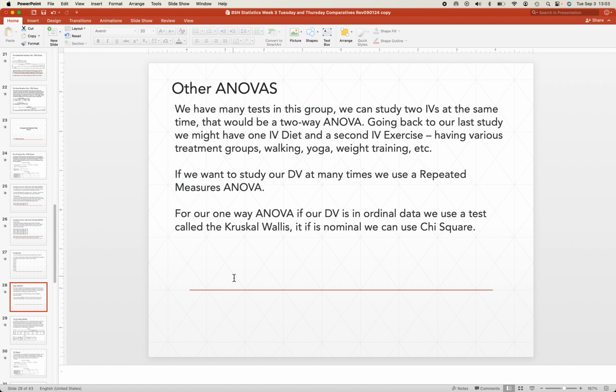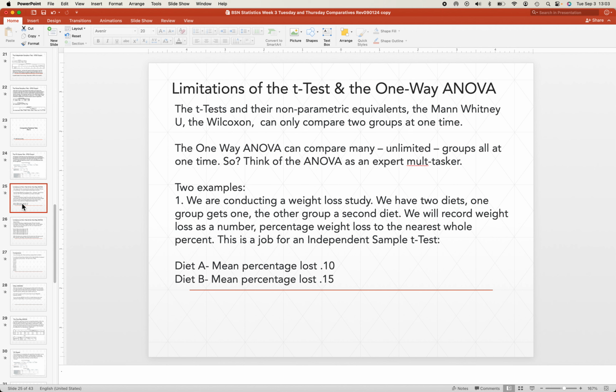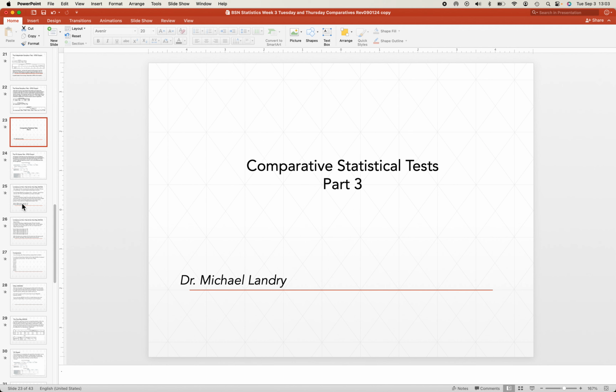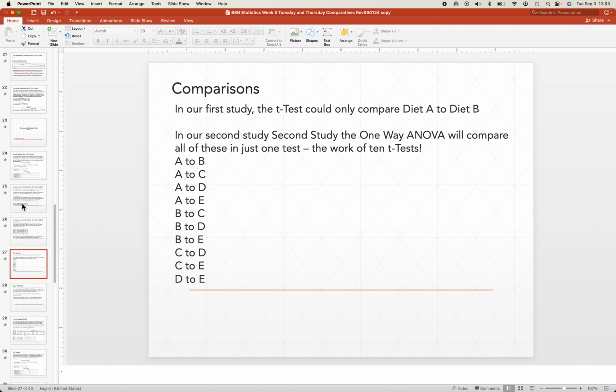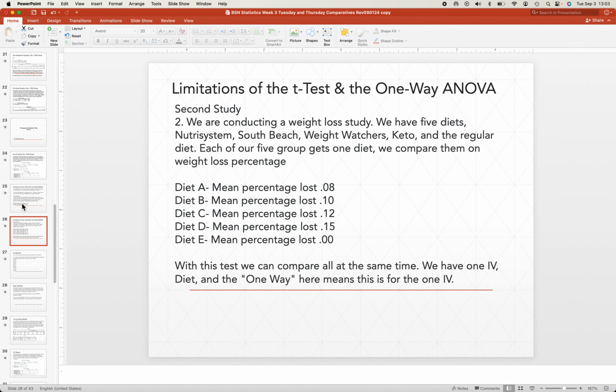So, again, imagine this situation. We have a weight loss study. We have two different groups. We give them both different diets. We measure them before and after. And so we have those points in time. But supposing we were running this study that we had before, I want to get back to it. We have this study again. We have the Nutrisystem, South Beach, Weight Watchers, Ketone Regular Diet. We have our groups, 5 different diets. We want to study them all at the same time.